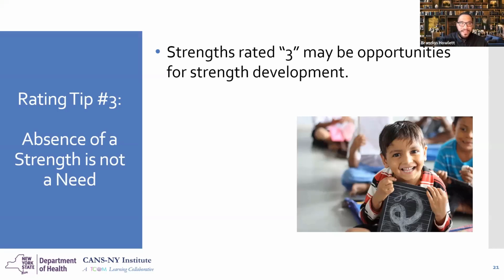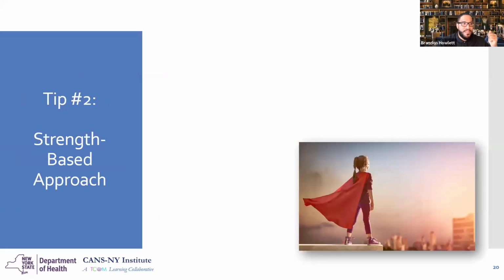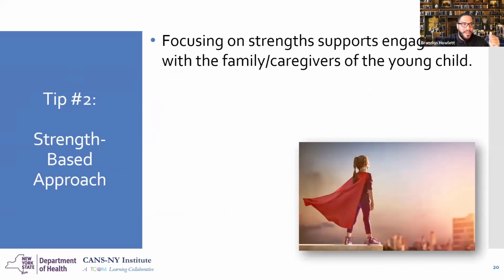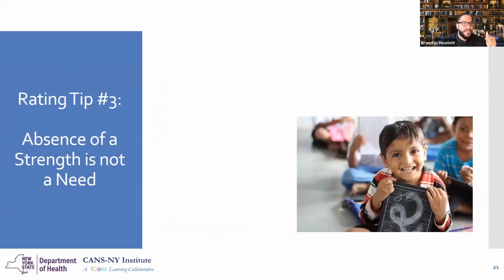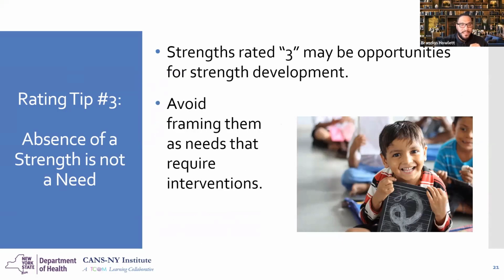All right, so that's our 3rd tip. Again, I'll go back really quickly. Tip 1, use that reference guide. Tip 2, a strength-based approach is important. And tip 3, you absolutely want to understand the relationship between strengths and needs. Just because something's a 3 doesn't make it bad.